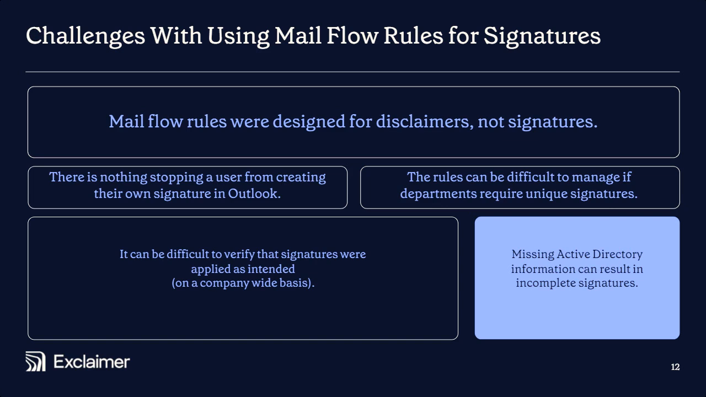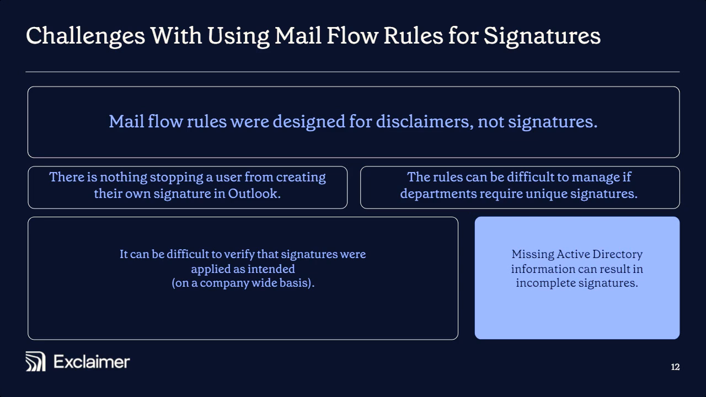So essentially there's two different signatures at that point on the same message, which can be messy and confusing. And it can really be confusing if the user has used an exaggerated job title on their own signature and has a different job title on the signature that was applied by the organization through the mailflow rule. So users creating their own signatures through Outlook is certainly one problem.